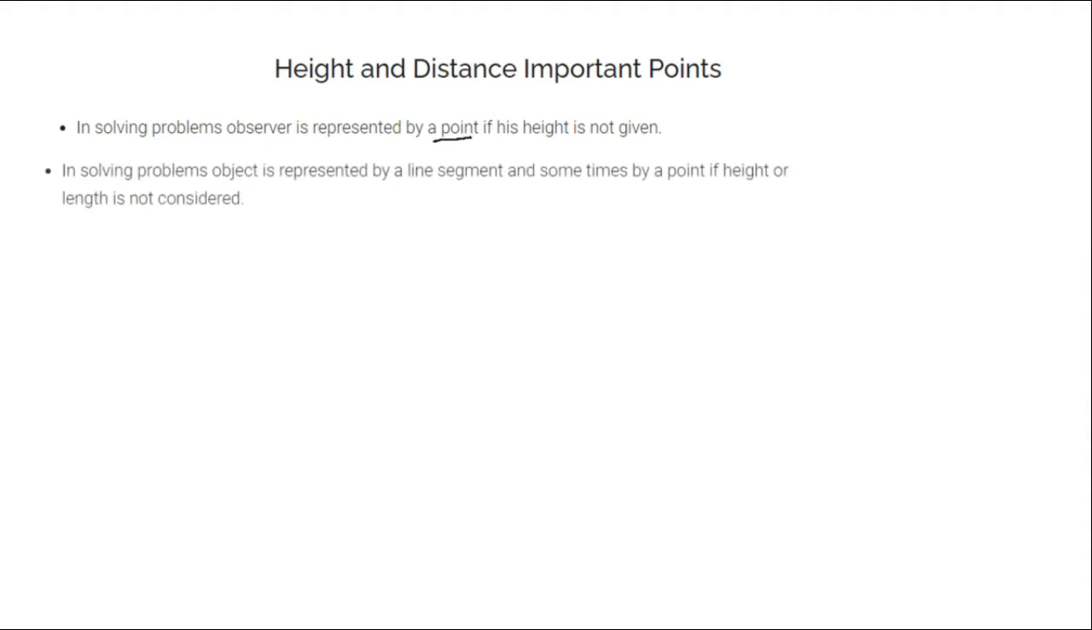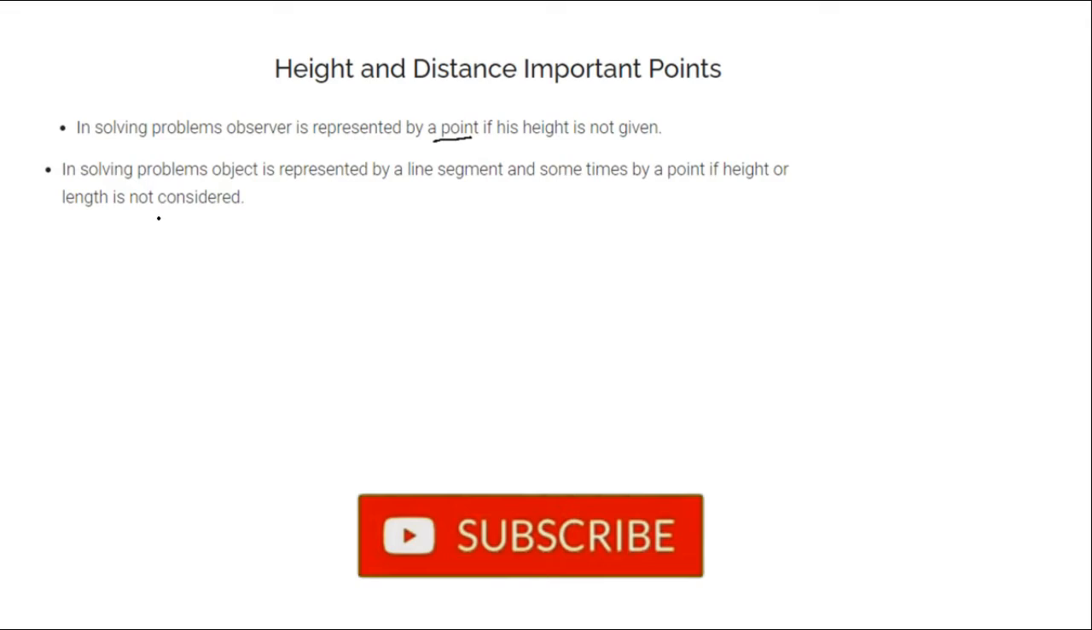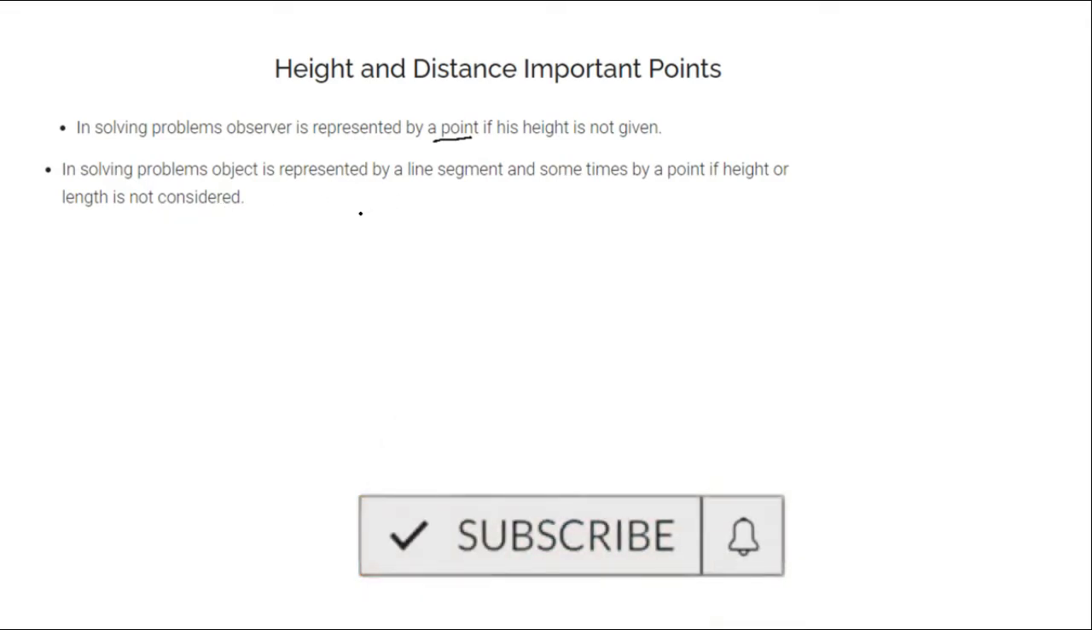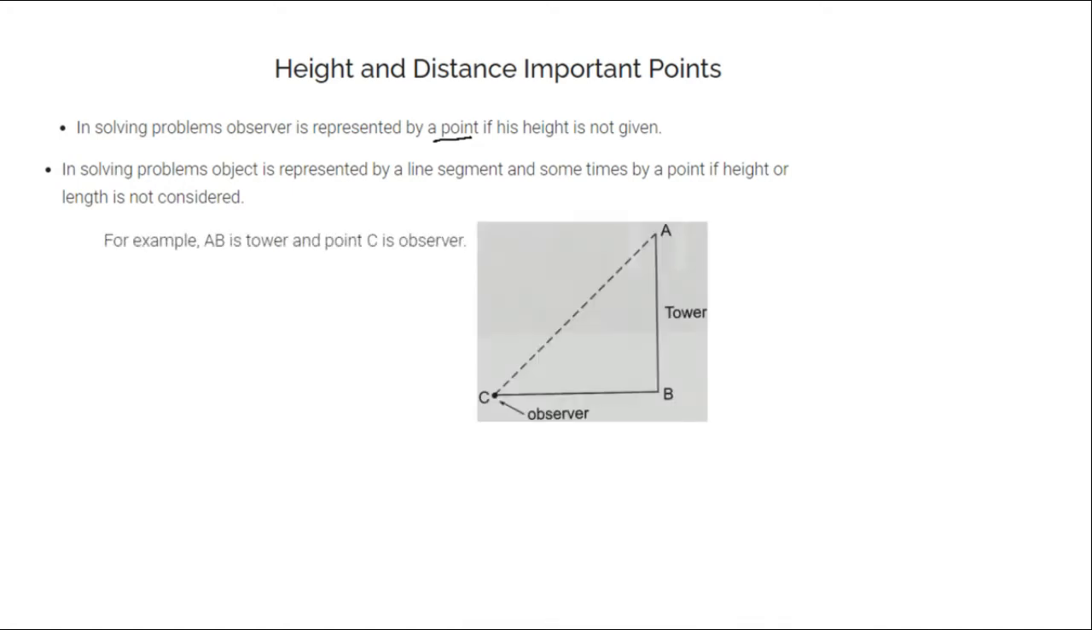The next important point is, in solving problems, an object is represented by a line segment and sometimes by a point if the height or the length is not considered. I'll give an example. Look at this. AB represents the tower. Point C is an observer. The height of the observer is not given, hence only the point is considered as an observer.